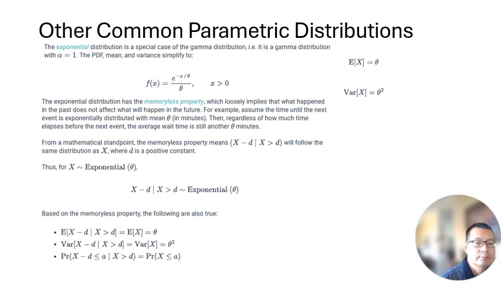So based on this, if X minus d conditional on X greater than d still follows the exponential distribution with parameter theta, then the expected value of this would still be the same as this. Similarly, the expected value of X minus d conditional on X greater than d will be the same as that of X, and so the variance will be the same. Similarly, this would be the probability that X is greater than d is less than a.